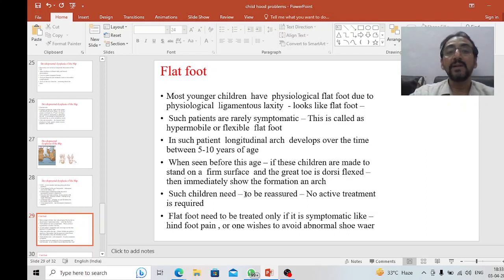ठीक है, so such patients are rarely symptomatic. ऐसे patient को सिम्टम्स नहीं आता है. And therefore this is also called as hypermobile और flexible flat foot. वो ligament जो है थोड़ा lax है, इसकी वजह से वो arch नहीं बन रहा है और देखने में ऐसा लग रहा है कि ये flat foot है. एक बार ligament थोड़ा tight हो गया, तो अपने आप arch आना शुरू हो जाएगा और flat foot गायब हो जाएगा. Okay, now in such patients, so such patients are usually called as flexible flat foot. It is also called as hypermobile flat foot. Ligament loose है, hypermobile flat foot or flexible flat foot. This is physiological and seen usually in a newborn. In such patient, आप कैसे पता चलेगा?